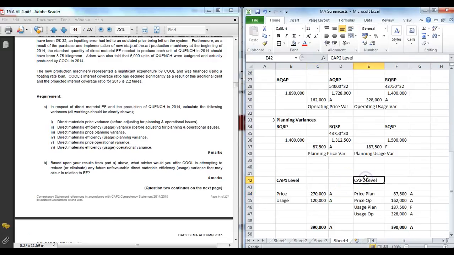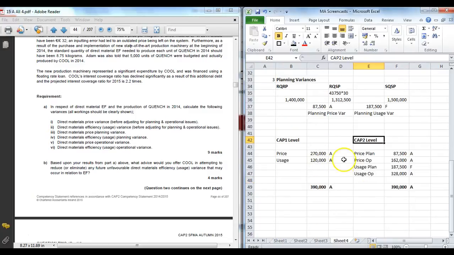So if you're asked to interpret that, how might you interpret it? Well, if we look at here, for example, for usage, we said, well, overall, if we're using CAP1, poor performance because it's 120 adverse. All right? But actually, when you break that down between planning and operating, if you're looking at managerial performance, the CAP1 level actually understates how poor the performance was. Because we actually have a new standard that we would have expected an even better performance because of our new state-of-the-art machinery. So that's what the planning says. It says we expected an even better performance than our original standard.